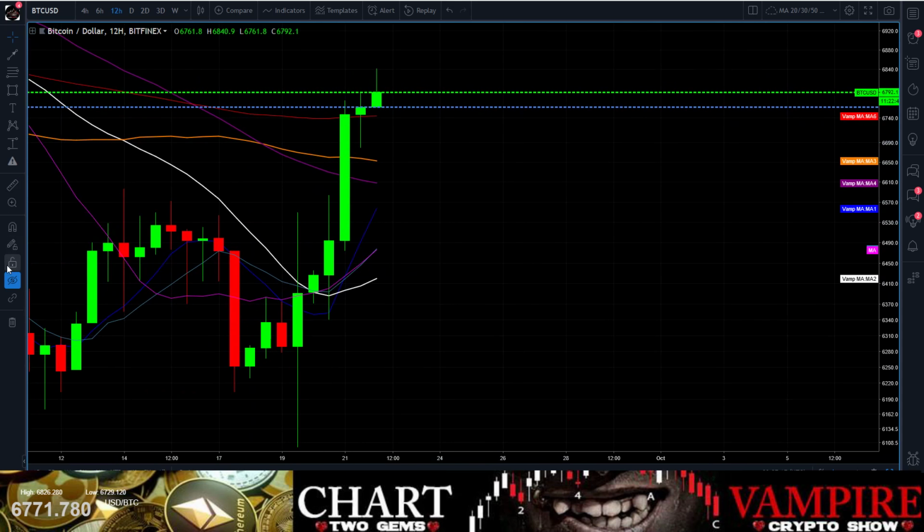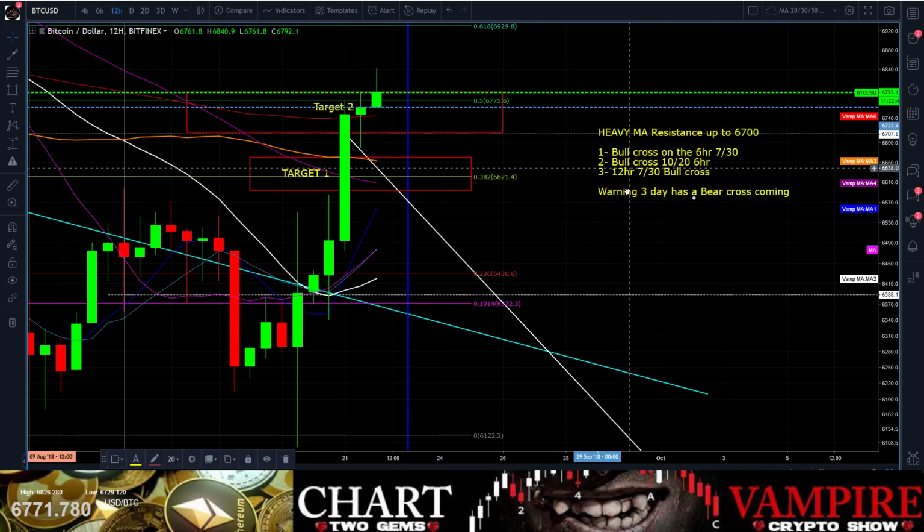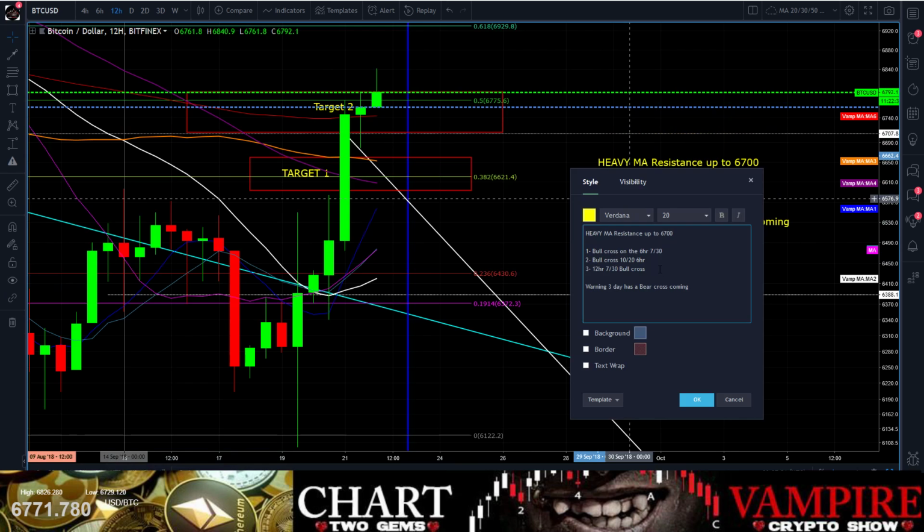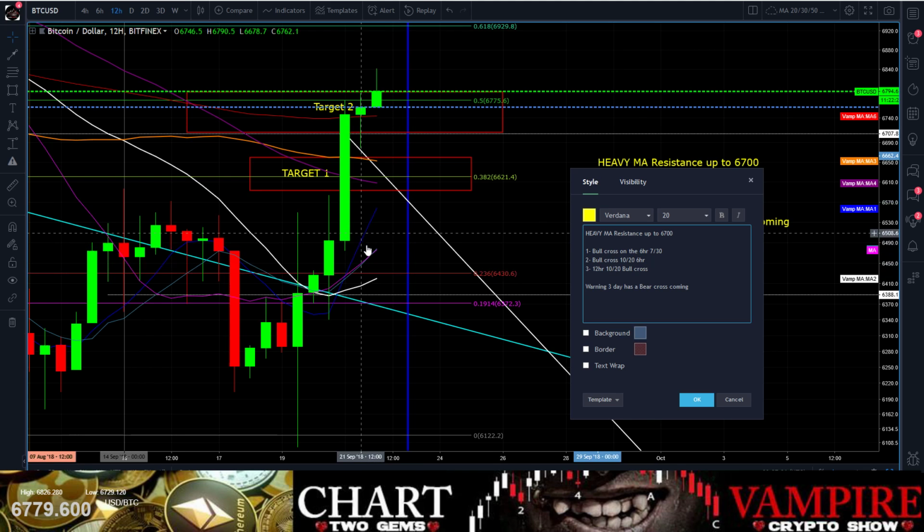You have 10 and 20 just kissing and crossing right now, so you do have a bullish cross on the 12 hour. Let's go back. On this 12 hour, you have a 10 and 20 bull cross. It did just happen now.